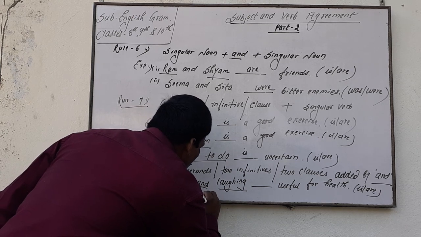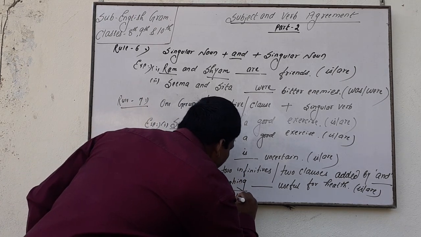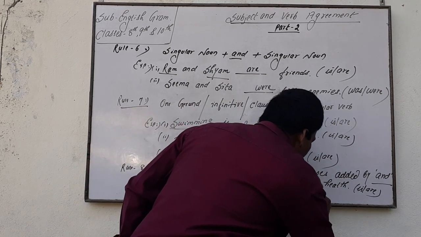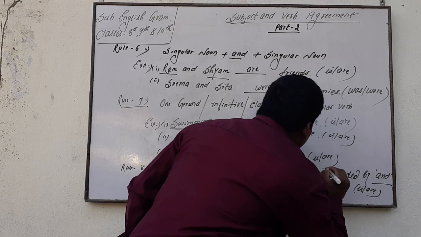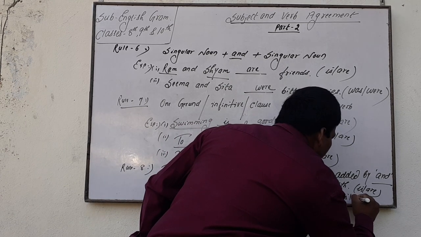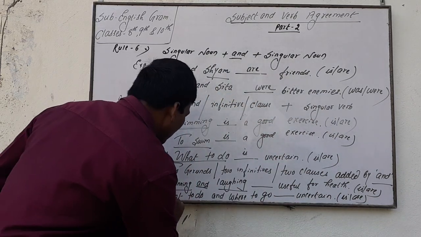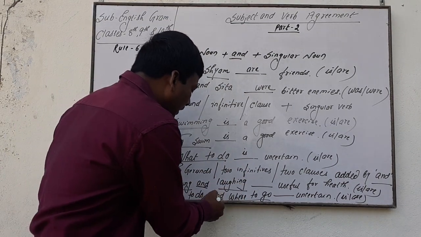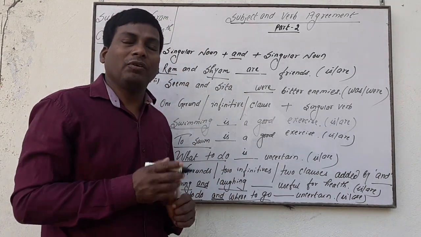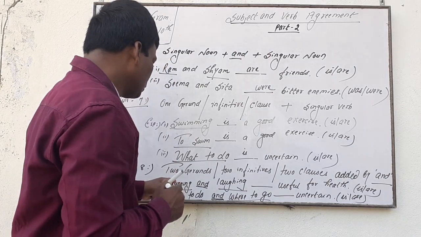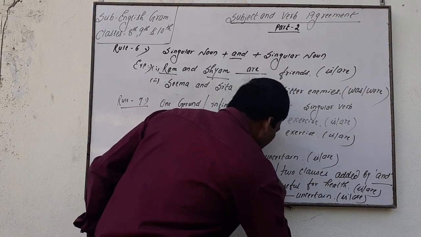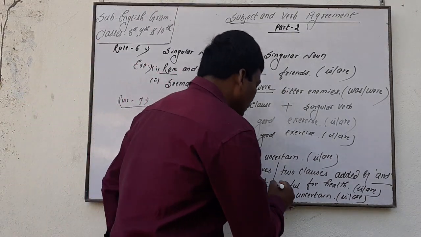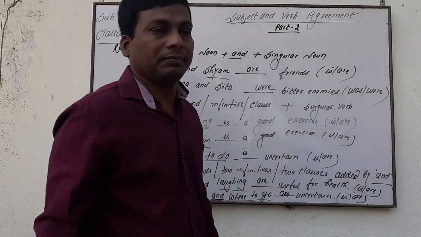What to do and where to go dash uncertain. What to do is one, where to go is another, when both are joined by the help of and, so the verb will be plural. Clear? So running and laughing are useful for health, and what to do and where to go are uncertain.